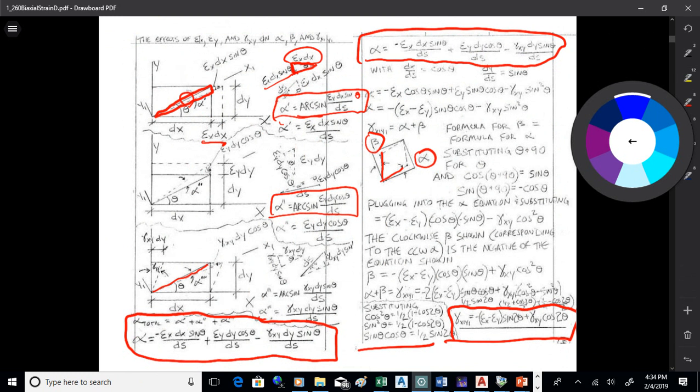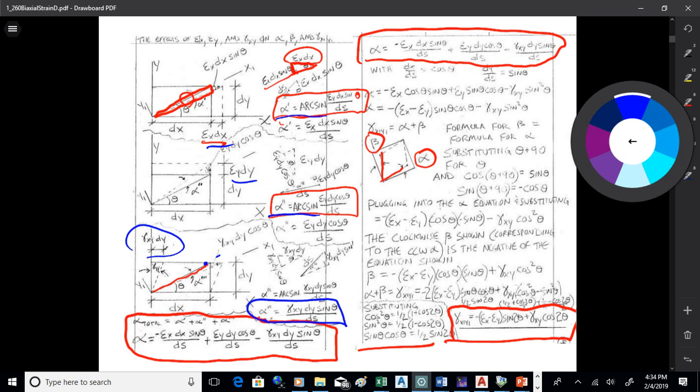Now the next page here is a little bit trickier, but it's the same sort of idea. You look at the effects of applying epsilon x dx, epsilon y dy, and gamma xy dy, and we look at the effects on this corner, but this time we look at how that line rotates based on applying those deformations. And we do it with triangles again, a little bit different triangle, but the idea is the same, and we come up with the rotation angle 3 times. These would be angles in radians. So I call them alpha prime, alpha double prime, and alpha triple prime.